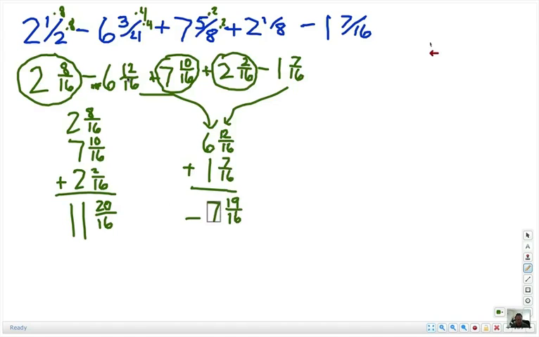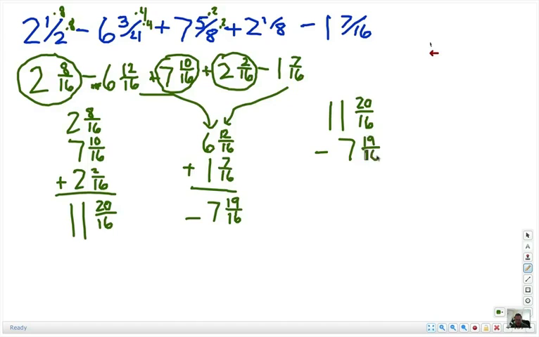You can think of this in the original problem as a positive plus a negative plus a positive plus a positive plus a negative. Or positive, subtract another one, add another one, add another one, subtract another one. Whether you think of them as positives or negatives, or basically adding and subtracting, the result will be the same. Now I'm going to go ahead and rewrite this with the space I have over here. 11 and 20/16 minus 7 and 19/16.